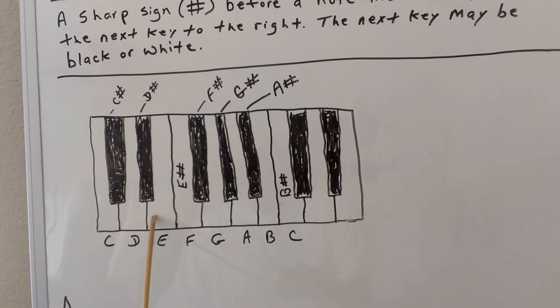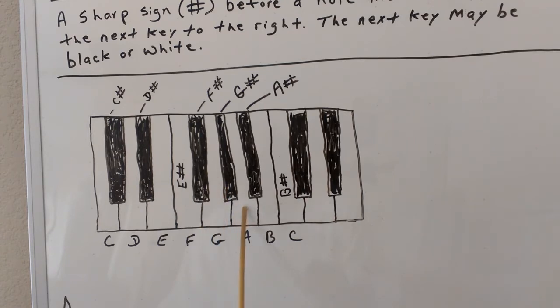So the E, you move over 1 key to the right, is the E sharp. The E sharp and the F pretty much share the same key. Okay, so you go from the F, move over one key to the right. That's the F sharp, which is the black key. You have the G, move over 1 key to the right, the G sharp.